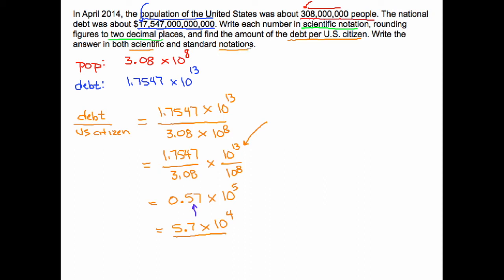Now let's answer the question so that we write the answer in standard notation. So I'll go ahead and write the 5, and I'll slide the decimal point 4 times to the right. I'll write the 7 with 3 more zeros. And it looks like our national debt was $57,000 per person. Thank you.